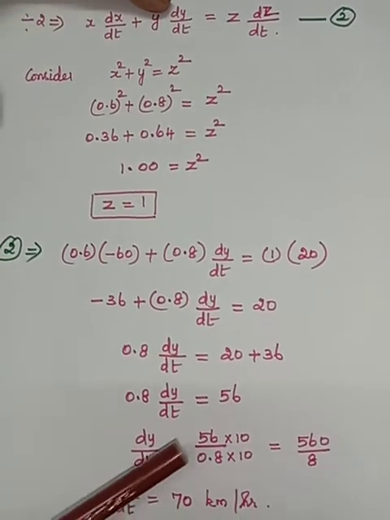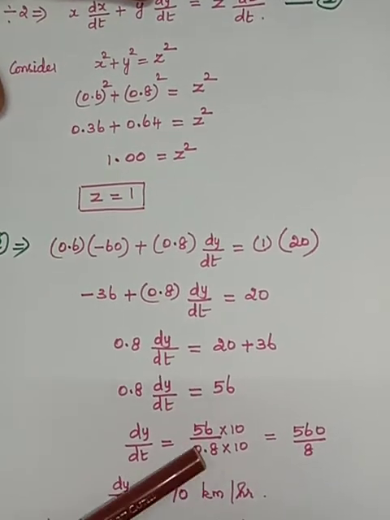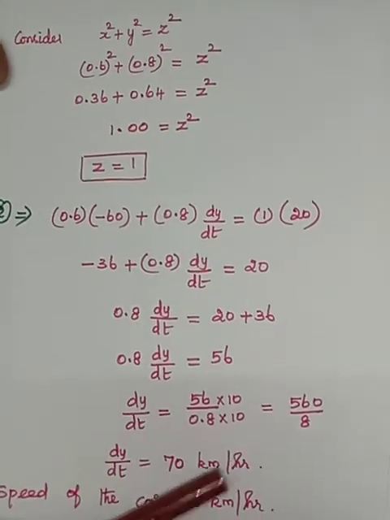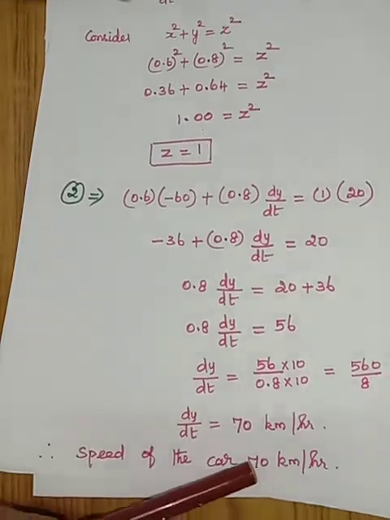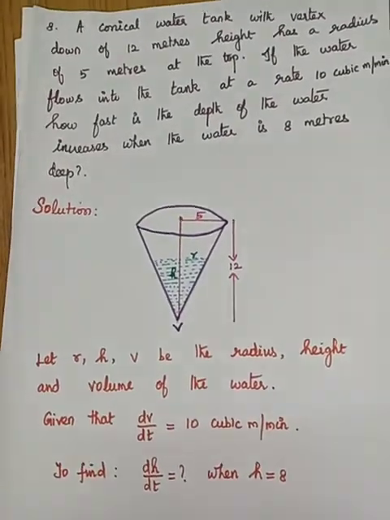So dy by dt is equal to 56 by 0.8. So if you remove the decimal place in the denominator, you will get 560 divided by 8. That is equal to 70 km per hour. So the speed of the car is 70 km per hour. Okay. So we'll move to the next problem.